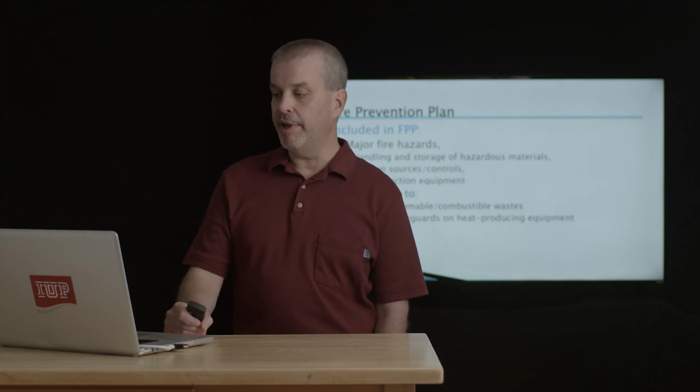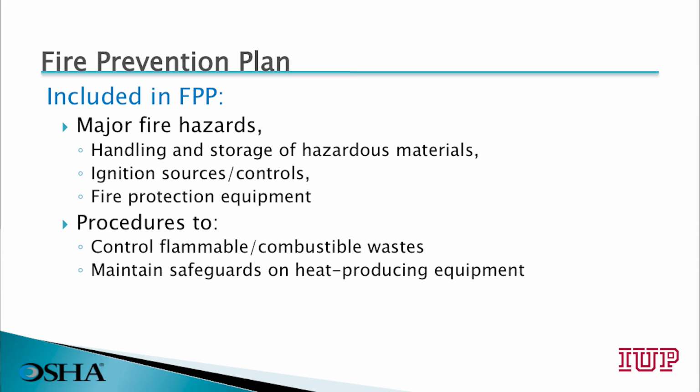In our fire prevention plan, we need to discuss what our major fire hazards are that are specific to our workplace, how we handle and how we store any hazardous materials, how we control any potential ignition sources, and what fire protection equipment is available to us. As part of that fire prevention plan, we need to make sure that we understand what the procedures are to control any flammable or combustible waste and maintain the safeguards that are available to us in our workplace to prevent heat-producing equipment from creating a potential fire hazard.